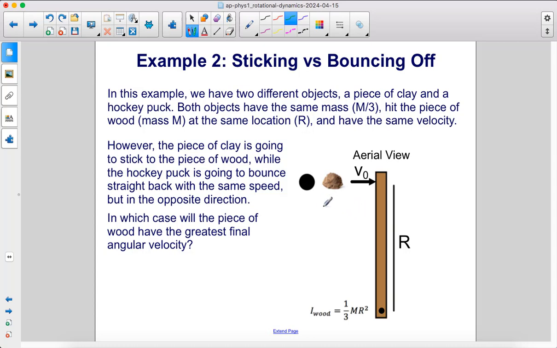However, the piece of clay is going to stick to the piece of wood and rotate with it, while the hockey puck is going to bounce straight back with the same speed that it had, but in the opposite direction. In which case will the piece of wood have the greatest final angular velocity? And here we are given that this object, with an axle here at the bottom, has a moment of inertia of 1/3 mr squared.